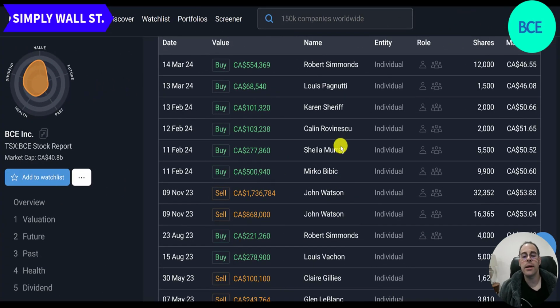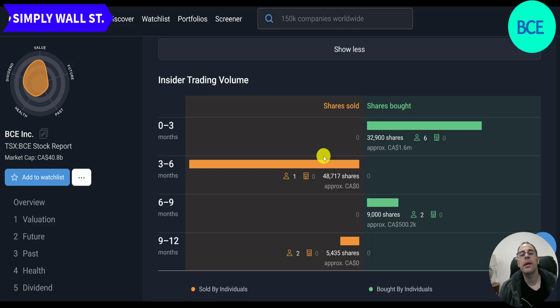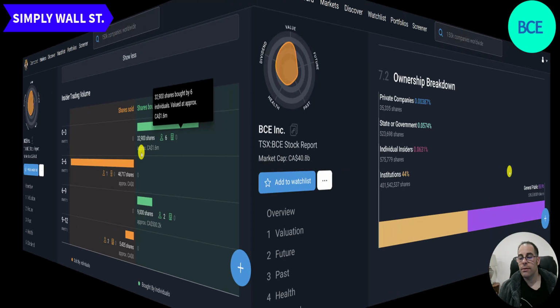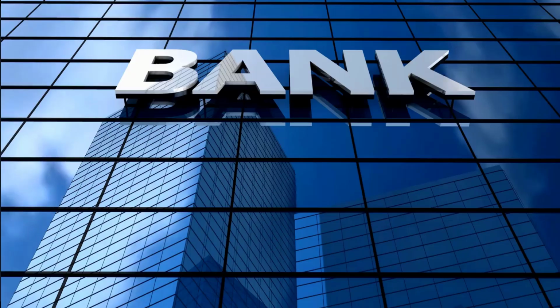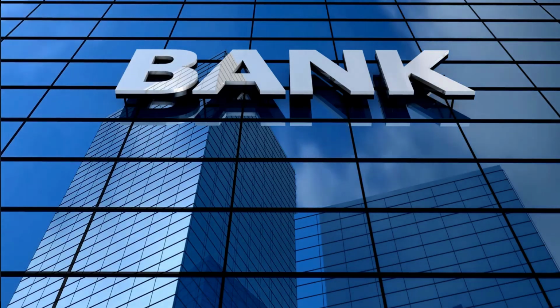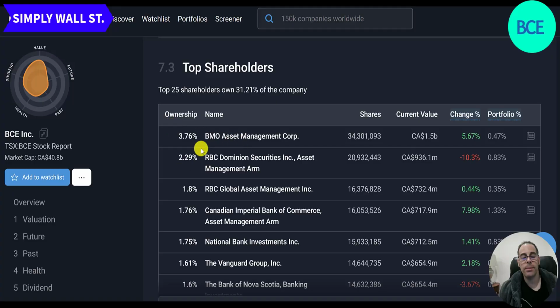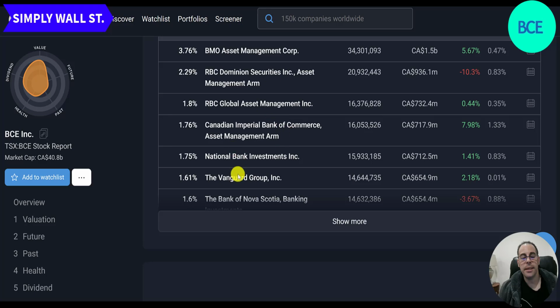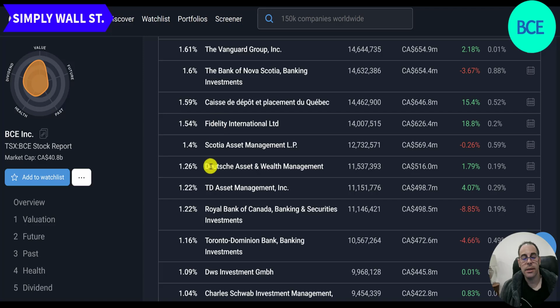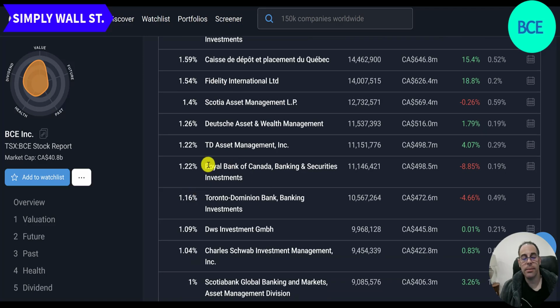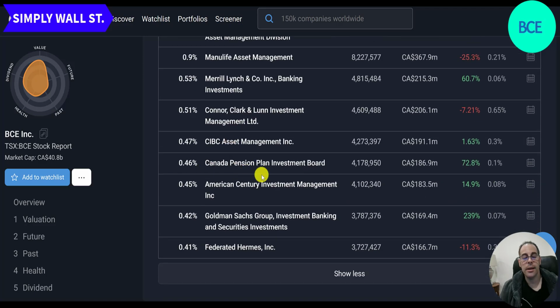There's been a lot of insider activity, mostly buying, although there's some sells. Actually, the number of shares sold is more than the number of shares purchased by insiders. 56% of the company is held by the general public and 44% by institutions. BMO, Bank of Montreal, is the biggest shareholder at 4%. Royal Bank of Canada, CIBC, lots of big Canadian banks own the stock. Bank of Nova Scotia, Deutsche, TD, Toronto Dominion, Merrill Lynch, Canada Pension, Goldman, Federated Hermes.